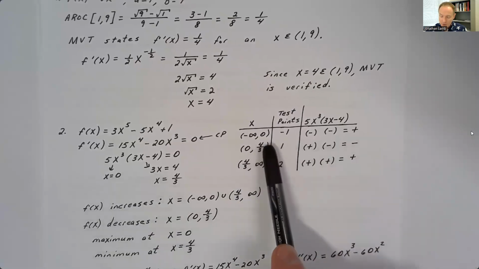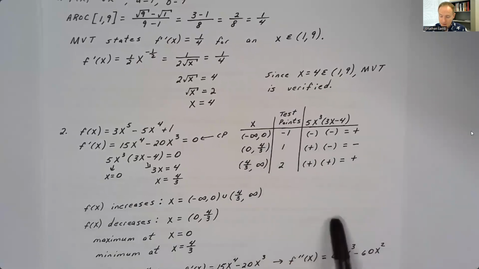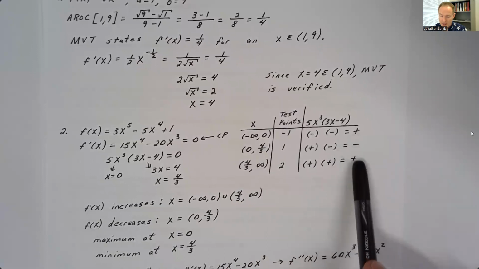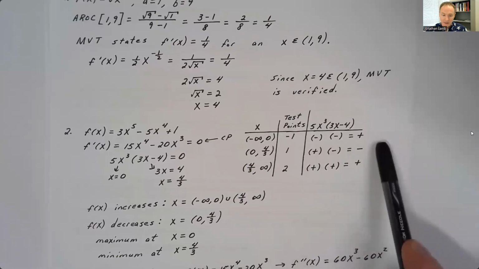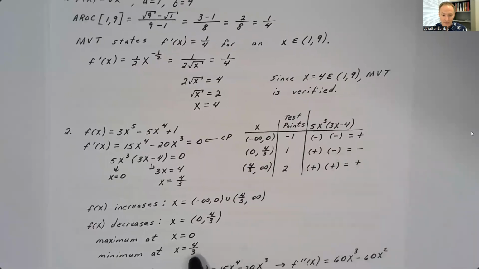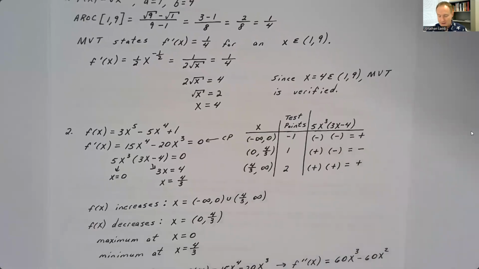Now, if you think about 4/3, it's going to be decreasing before 4/3, increasing after, according to what we have here. So I know x equals 4/3 is going to be a minimum since it's decreasing before, increasing after. So that's why I have minimum for 4/3. This is our first derivative sign test.